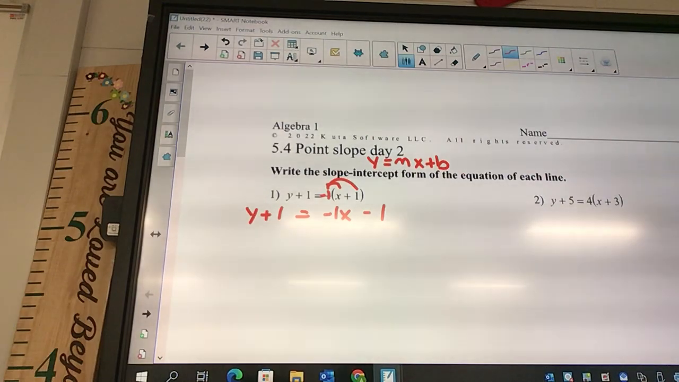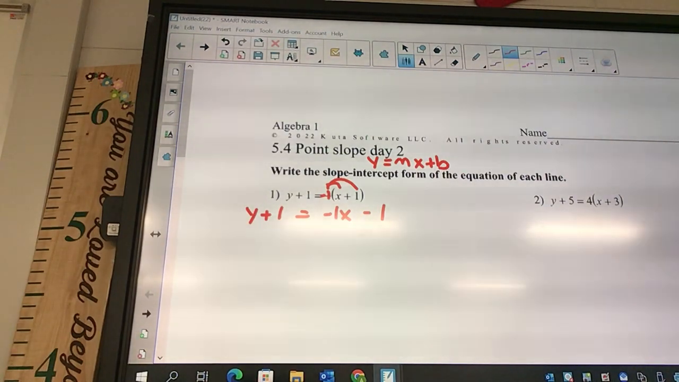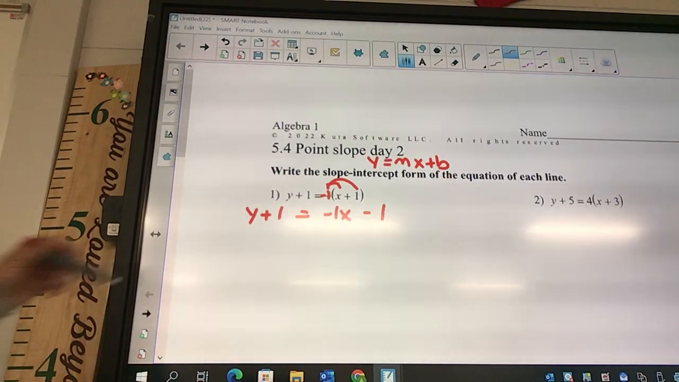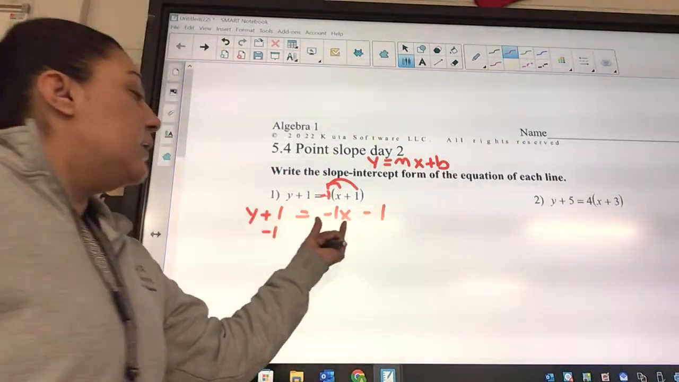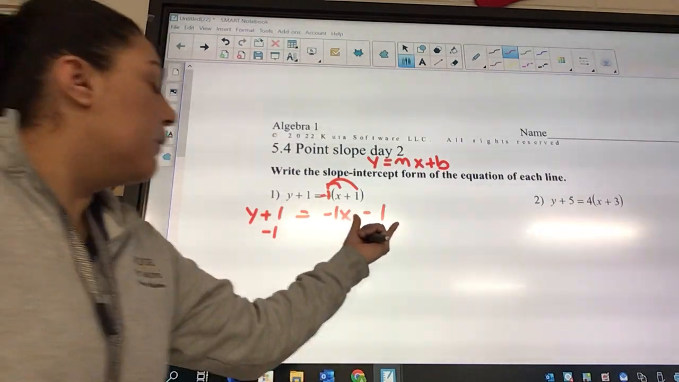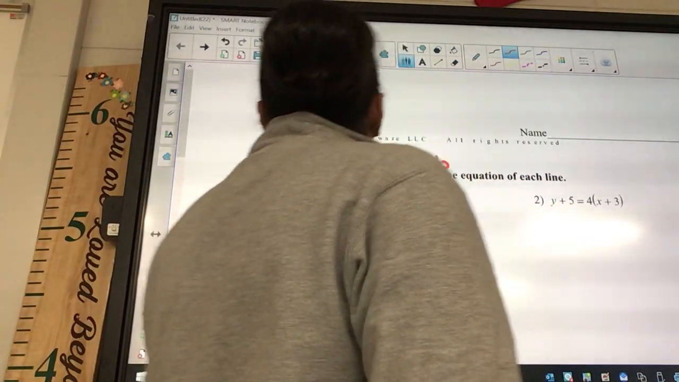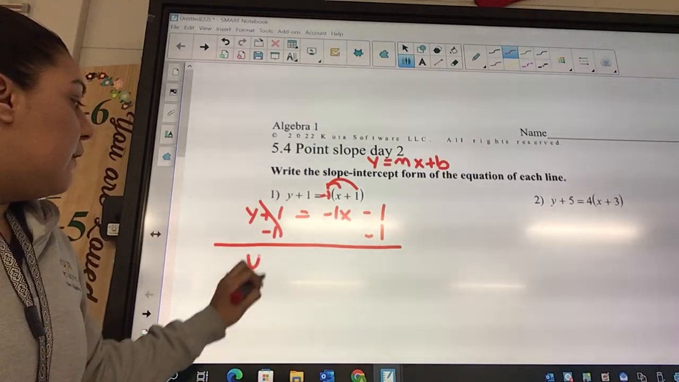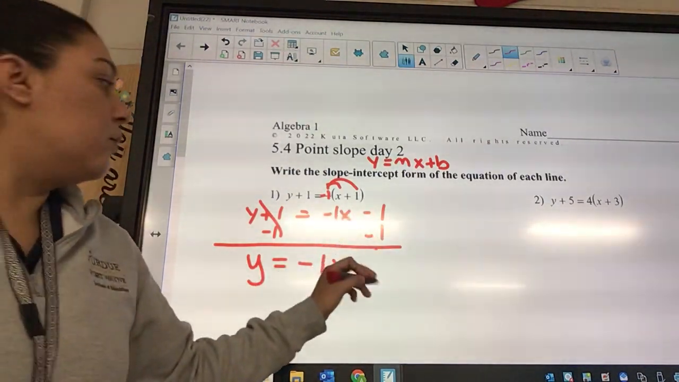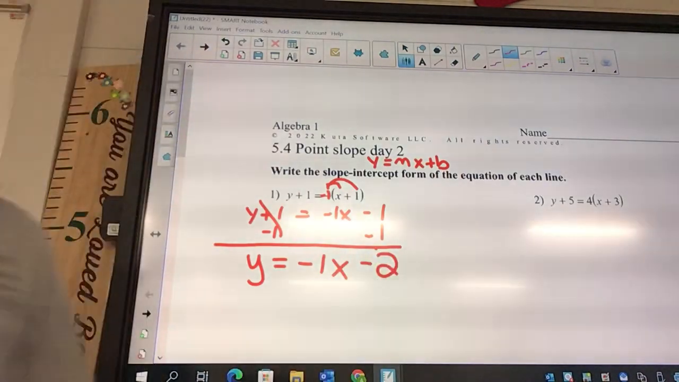Okay, and then what do we need to do? Is y by itself? No, it's not. So what needs moved? That plus 1. Okay, so how do I move a plus 1? Minus 1. Okay, what does it need to go under? This one or this one? The minus 1. Okay, so it needs to go under this one. Okay, so we're going to have y equals negative 1x. Negative 1 minus 1 is going to be a negative 2.